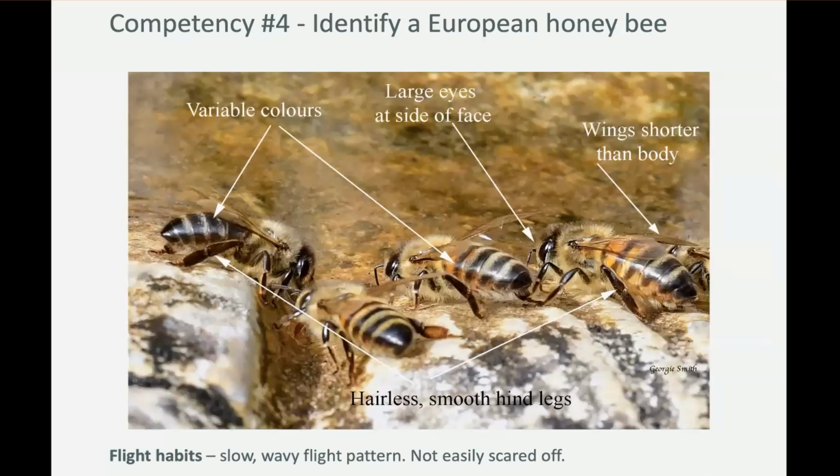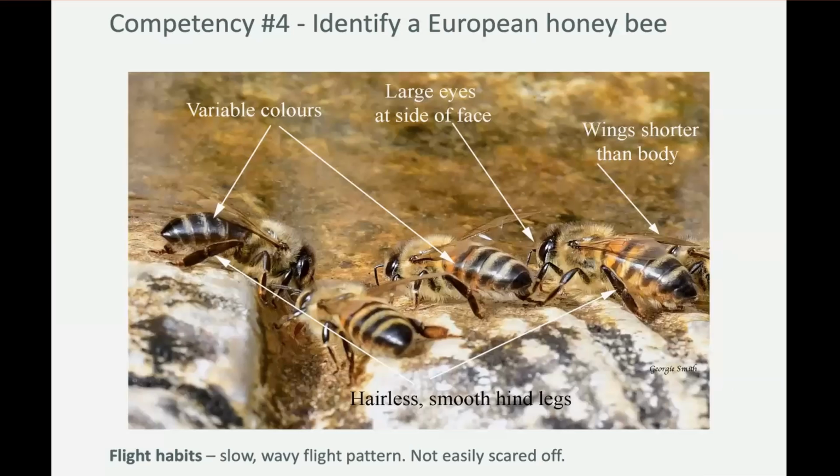They'll move from one flower to another in waves like this, and they're not easy to scare off. They're quite happy for you to take photos of them. That's why I've got so many photos of honeybees, because they're very photogenic. Again, here we've got a collection of these. They've got dark compared to light or orange abdomens. They've got hairless legs. So this is your hairless legs, and large eyes, short wings, long antennae. So that's your honeybee.